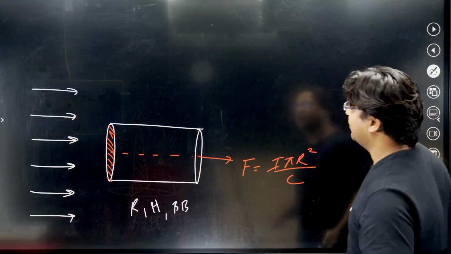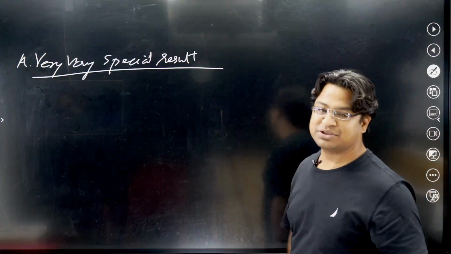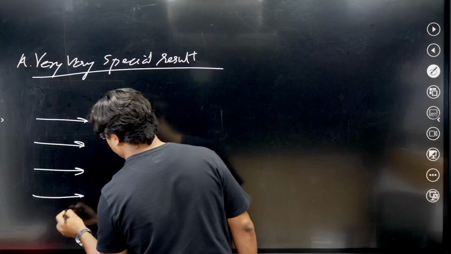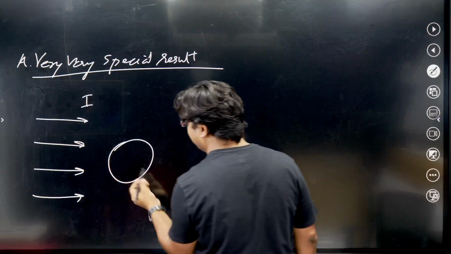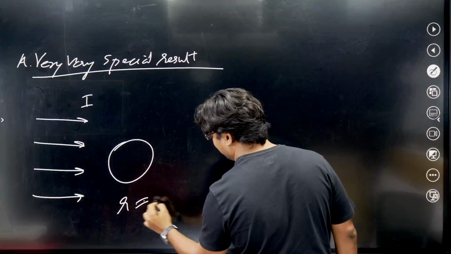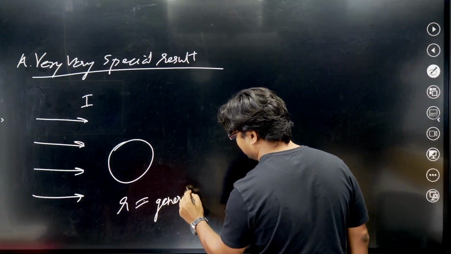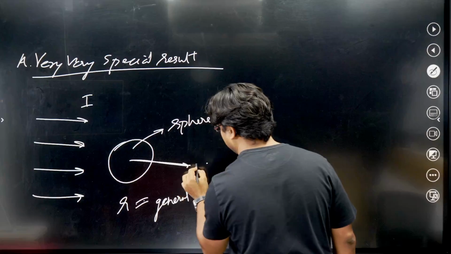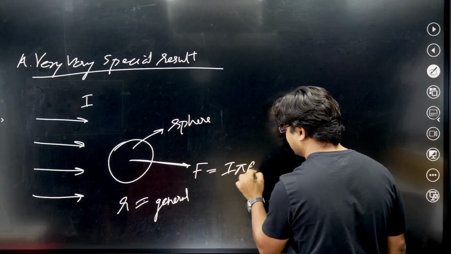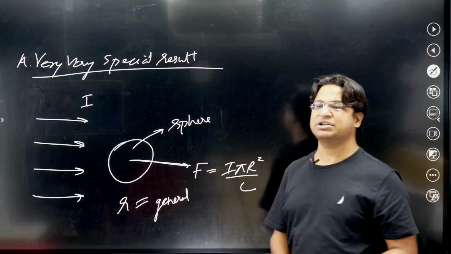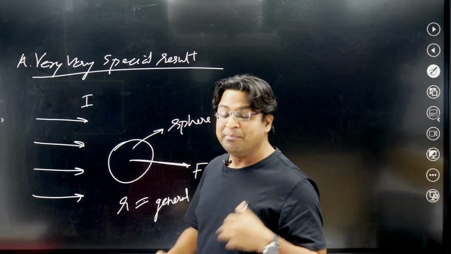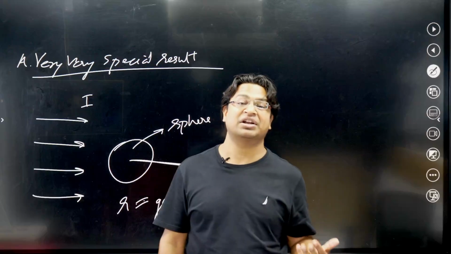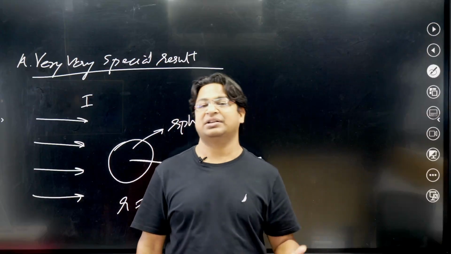Okay, now what was the result? Let's come to this. What was the very special result? For the case of a sphere, even if R is any general value, the force is still I pi r square by c. And therefore, if a question comes on the sphere, the question may not tell you whether it's a perfect reflector, a perfect absorber, or a general case, because it doesn't matter in the case of a sphere.